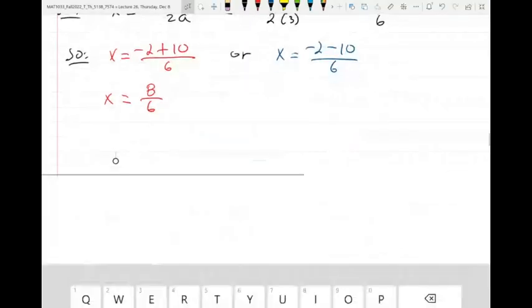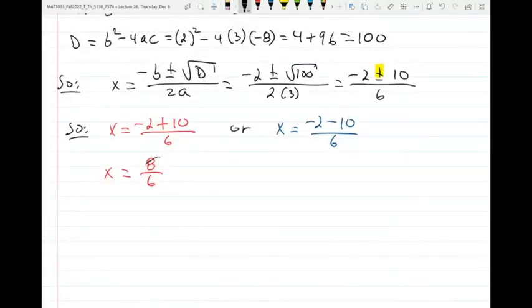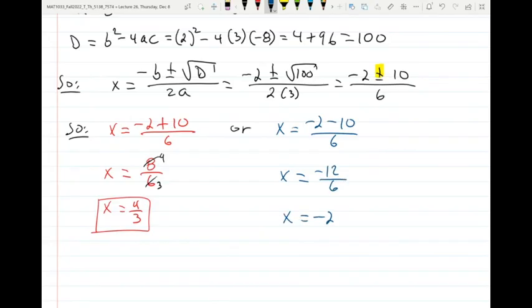And in this case, we can simplify this more. We can divide by 2. So we get x is 4 over 3. That's one solution. And then on the other hand, for the other one, we have negative 2 minus 10, that's negative 12. So we have negative 12 over 6, which is negative 2.